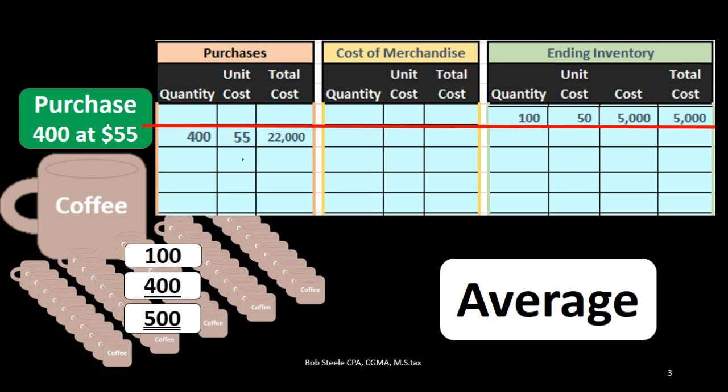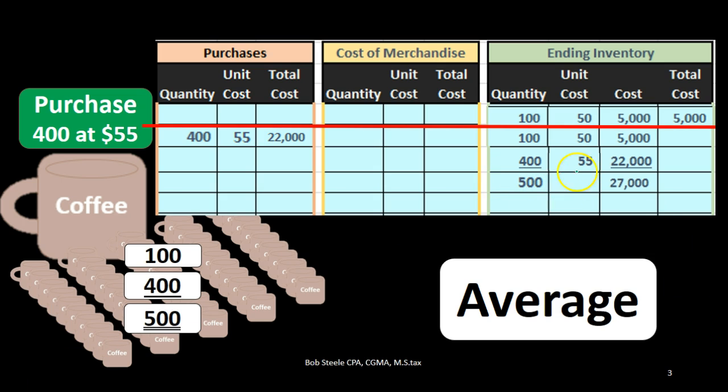Why don't we take the average of the two? And you might be thinking that an average would be just 50 plus 55 divided by 2, but we're really using kind of a weighted average because there's a lot more units at the 55 than the 50. So we're going to have to do the calculation that will be something like this. We've got the 100 units at 50. We've got 400 units at 55. That means we have 500 units.